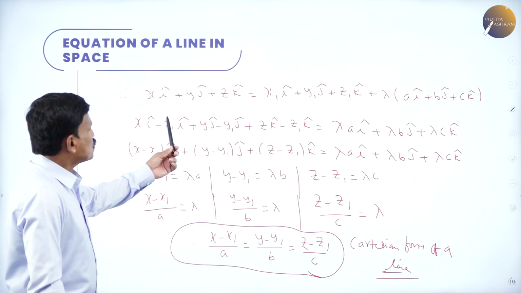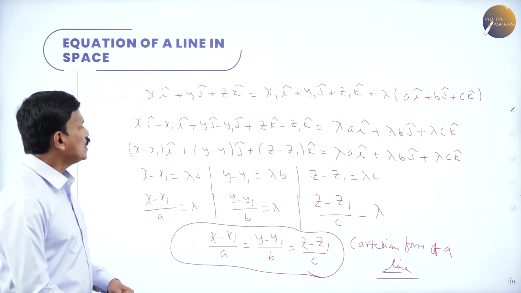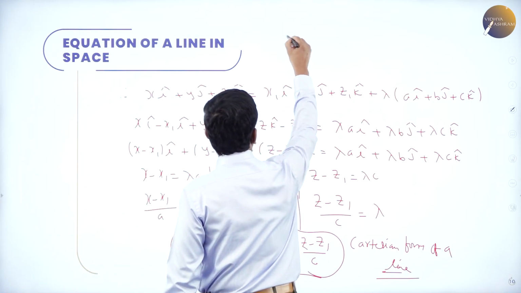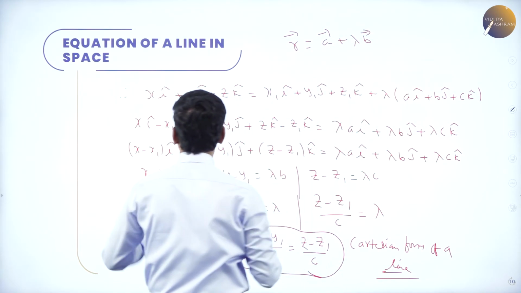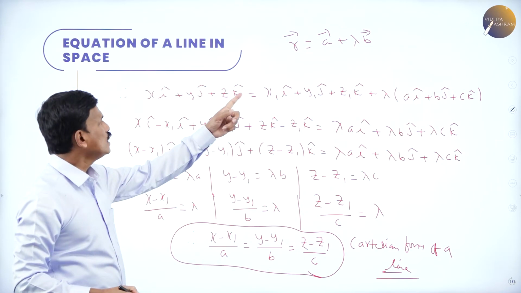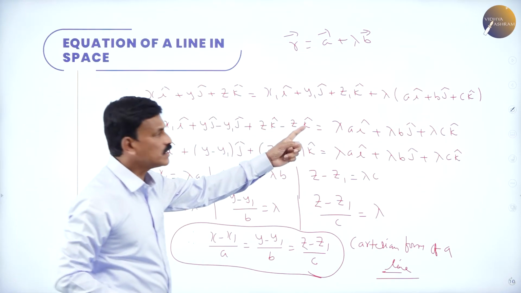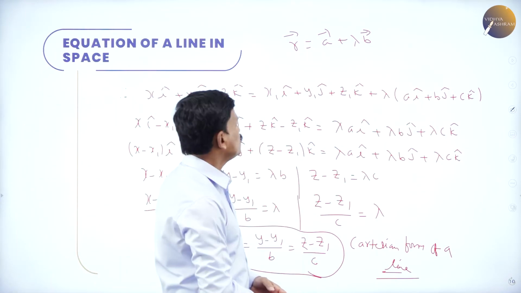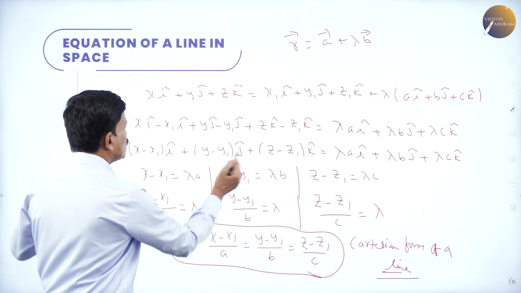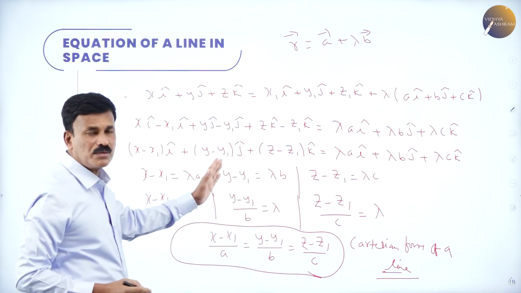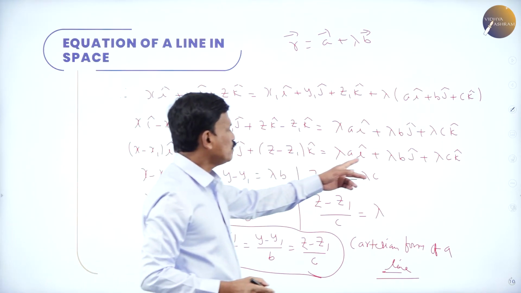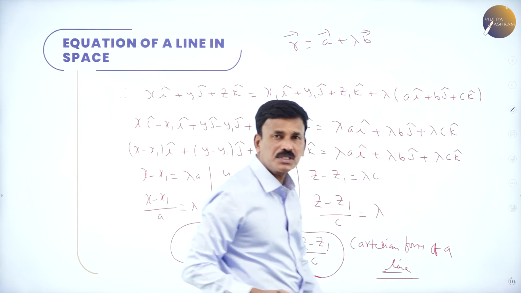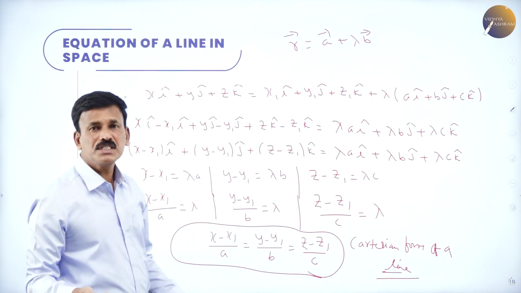That's it. Just substitute the values in r is equal to a plus lambda b. From this, r is equal to a plus lambda into b. r is xi plus yj plus zk. a is x1i plus y1j plus z1k. Lambda into vector bj plus ck. Now just subtract this: x minus x1 i, y minus y1 j plus z minus z1 k is equal to lambda into ai plus lambda into bj plus lambda into ck, equating the coefficients of i, j and k.